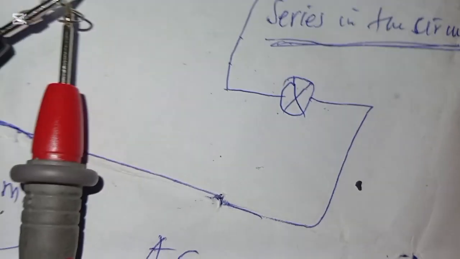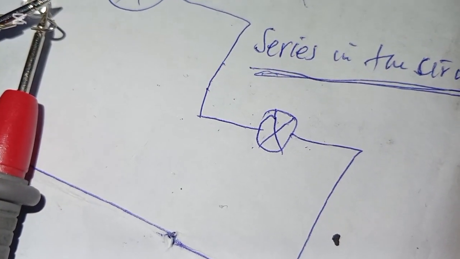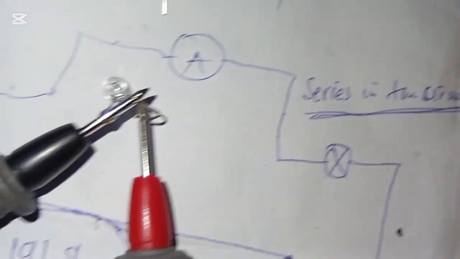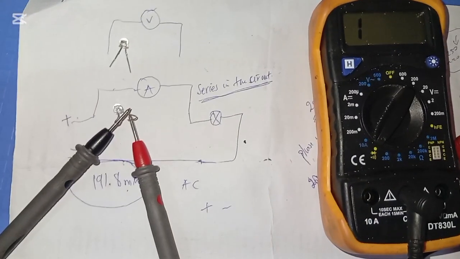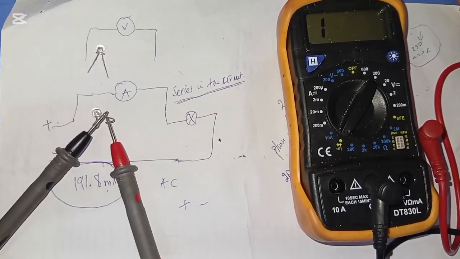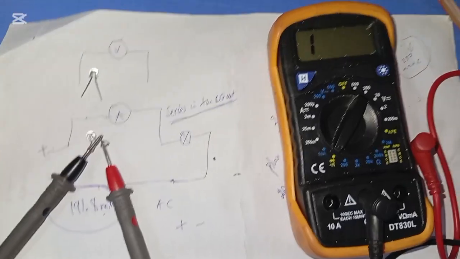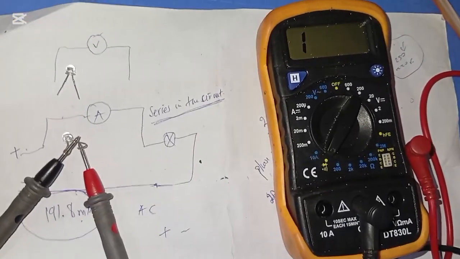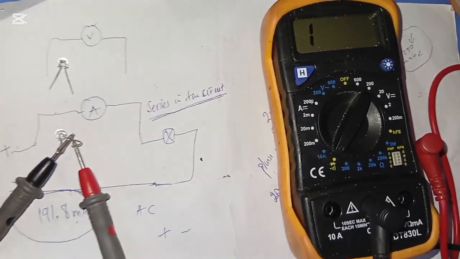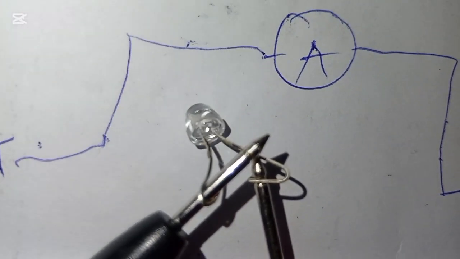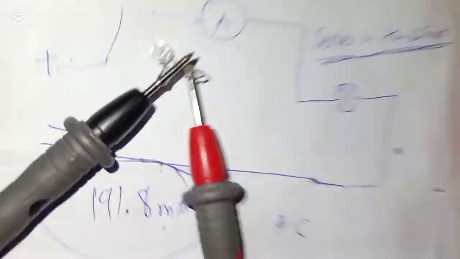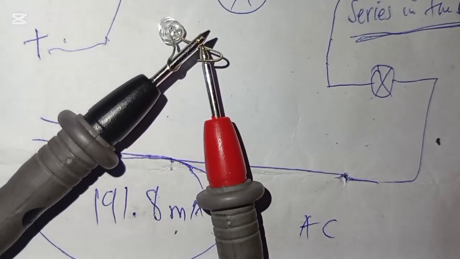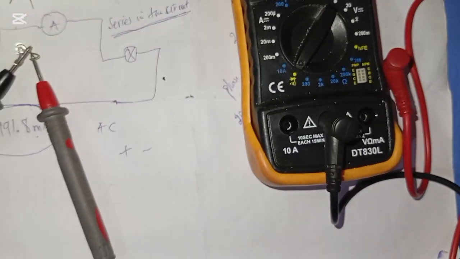So I have connected the anode on the positive terminal and the cathode on the negative terminal. When testing an LED, a working LED must turn on, must show you that the LED is okay. If it's okay, you will see it turn on, and if it's faulty, it will not turn on. So if I connect here and this LED does not turn on, the LED is faulty. But if it turns on, that means the LED is okay.